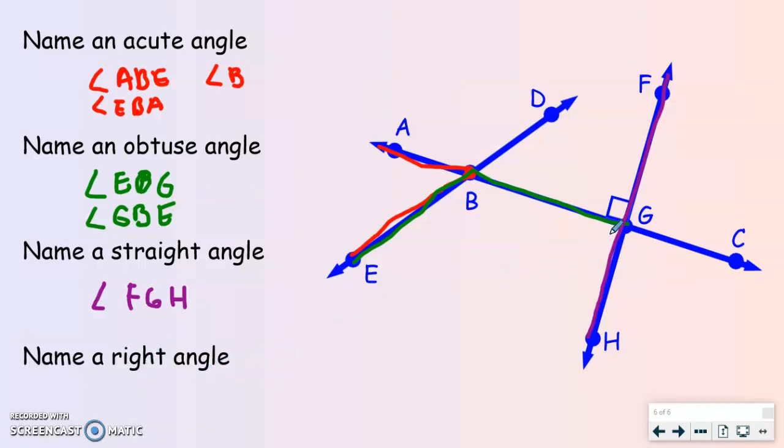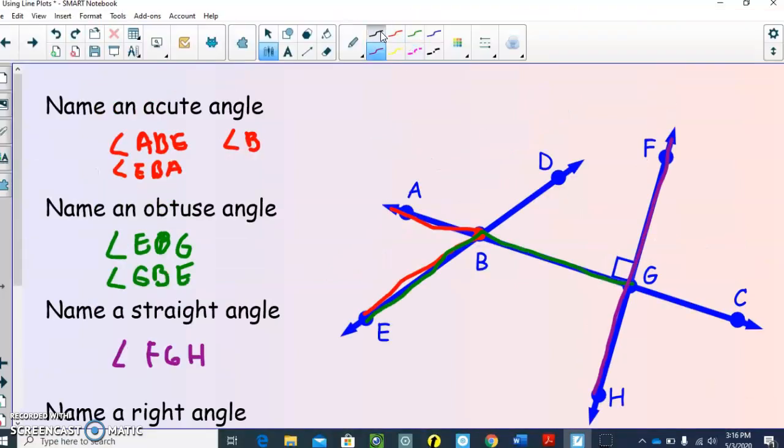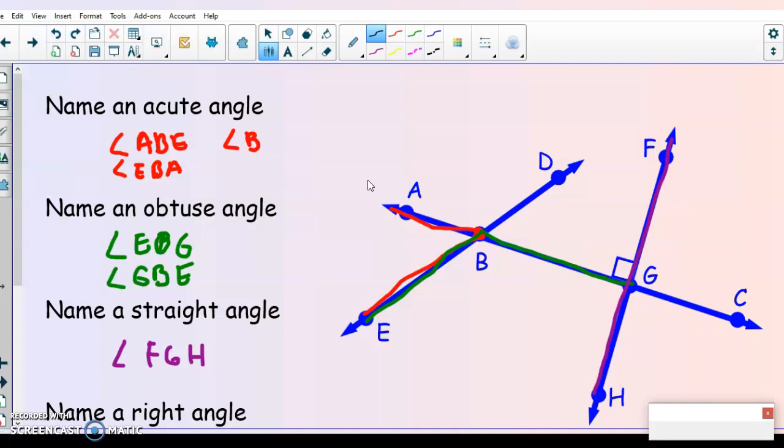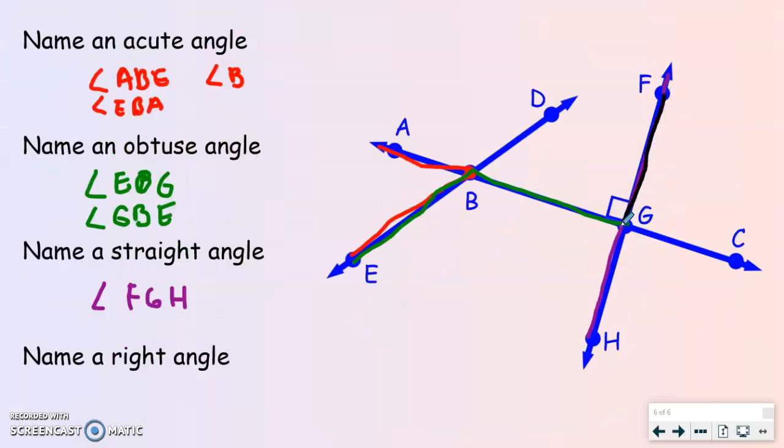And then the last one, all right, name a right angle. So you probably noticed that this time there was a square, a small square. That lets us know that this here would be, I'm going to switch this real fast, I'm running out of time. It's black. So this right here would be considered a right angle. So angle FG, other endpoint would be B. Angle FGB or angle BGF would be considered right.